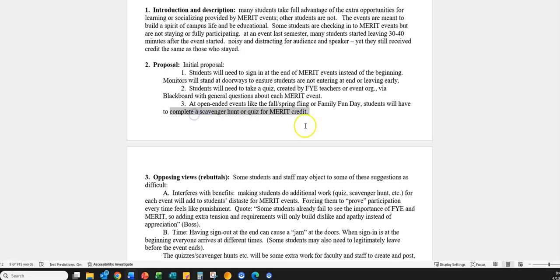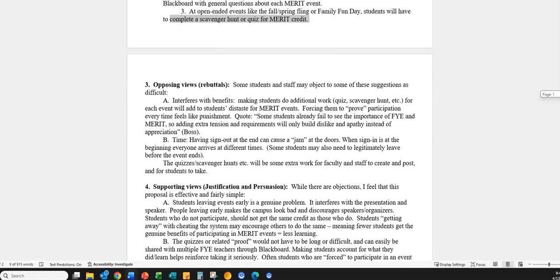Instead of just being able to say they went, they have to do a scavenger hunt or a quiz to get credit. So they've done this before, where you have to go to certain tables and have somebody sign something to make sure you moved through the whole spring fling or spring celebration event. So those are our 3 pieces. So here are the rebuttals.